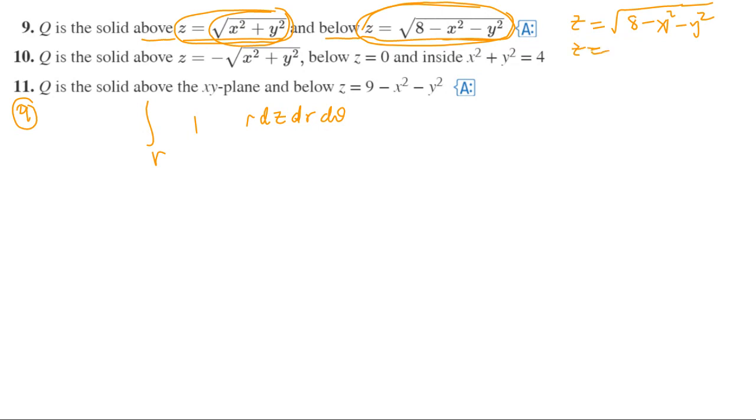Z equals, just pull minus as a common factor. 8 minus, x squared plus y squared. So, what's Z? Radical of 8 minus x squared plus y squared, which is r squared. That's it. This is the final answer.